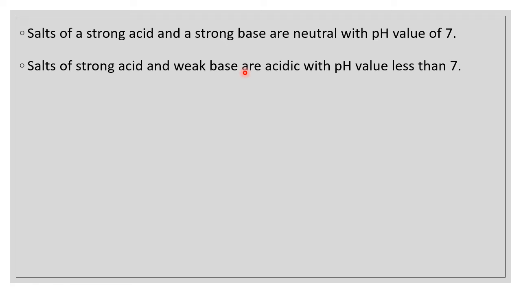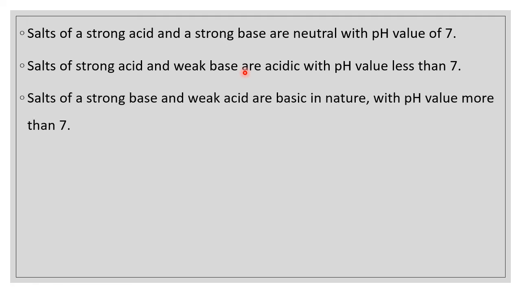So the acid strength flows into the salt that is formed. So the salt shows some acidic character. That's why its pH value is less than 7. Now contrary to this, if you use a strong base and a weak acid, whatever salt forms, in that salt the basic character flows. That means its pH becomes more than 7.